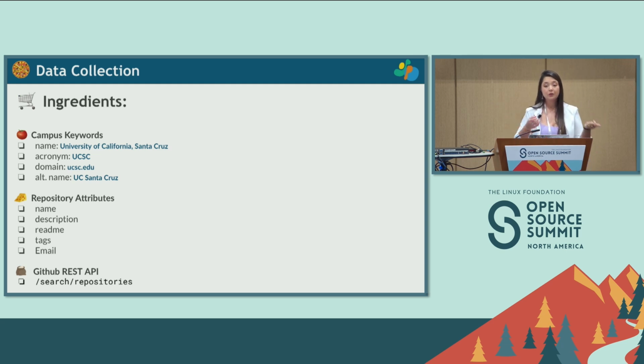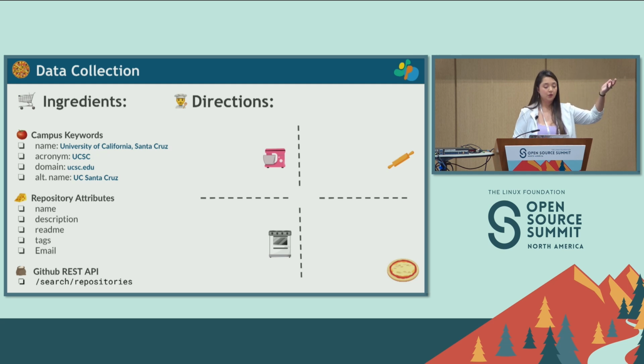The repository attributes, so these are things that we're going to look for in the repositories in GitHub with our search. And then the last thing is the GitHub REST API. In this case, we're going to use a search/repositories endpoint, which is going to provide us with the list of all repositories that match these queries.